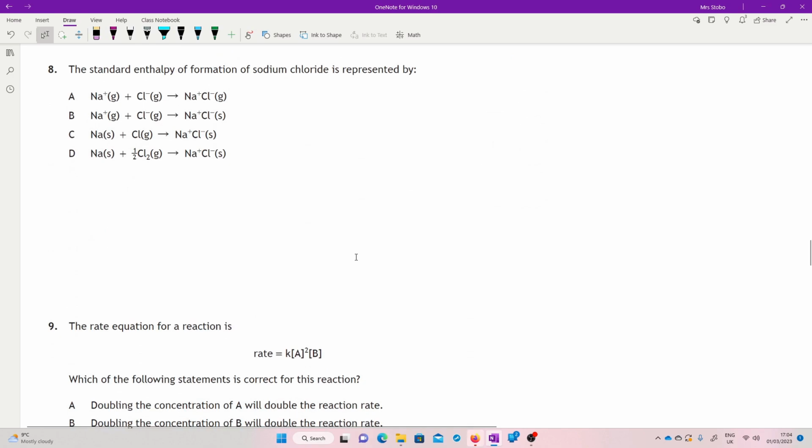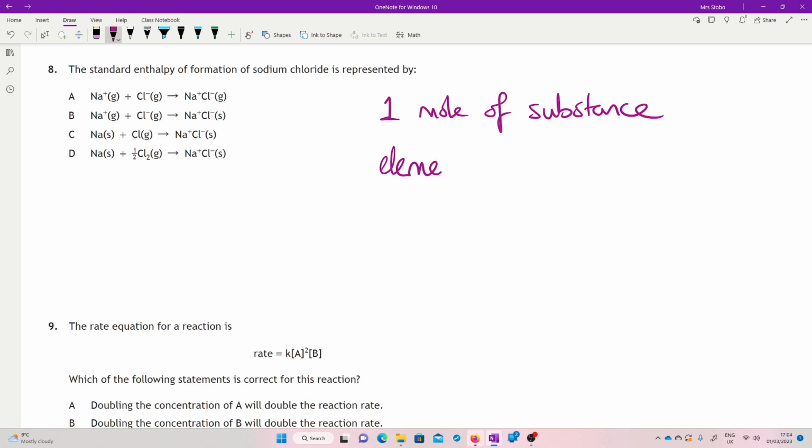Question 8. Oh, I didn't manage to get that centred particularly well, but never mind. Ignore 9 until we get there. The standard enthalpy of formation of sodium chloride is represented by... Okay, this is a straight definition that you need to know. So we are producing 1 mole of the substance. That's obviously the most important thing. And it must be elements in their standard states that you make it from.